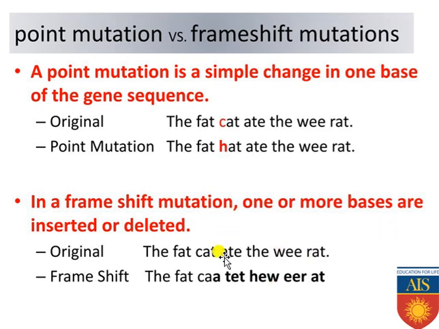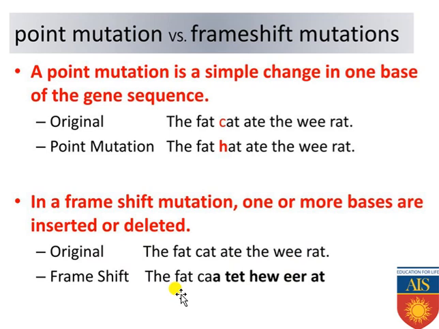So in case of frameshift mutation, just see the example. The original sequence of that specific DNA is: the fat cat ate the wee rat. Now what has happened is that in between A and T of the cat, one more A nucleotide base has entered, and due to insertion, the sentence has changed. Fat remains fat, but cat becomes ka, and the following words become tet, hue, and at, so the meaningful sentence is getting totally meaningless due to frameshift mutation.